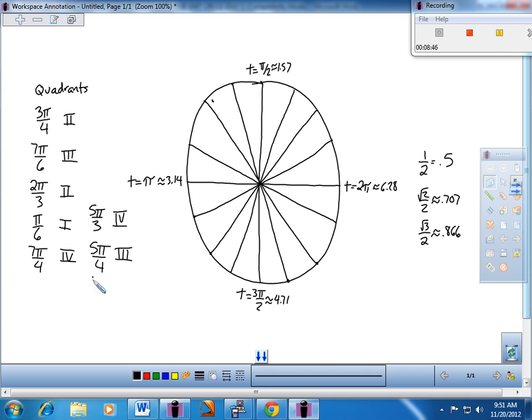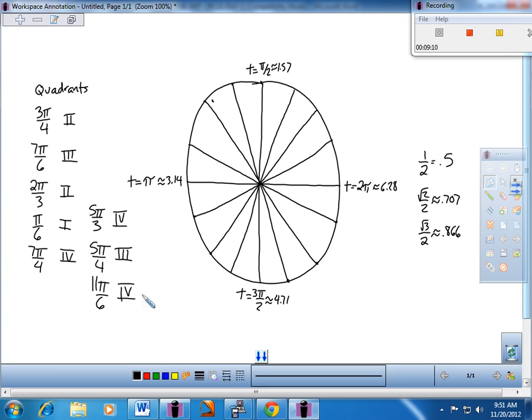And then the last exact one that we'll do, how about this one? 11 pi over 6. Where is 11 pi over 6? Okay, well, 11 pi over 6 would be 330 degrees, almost all the way around, but it should be right there in the fourth quadrant. Again, pi over 6 is closer to the x-axis. So fourth quadrant on that one.